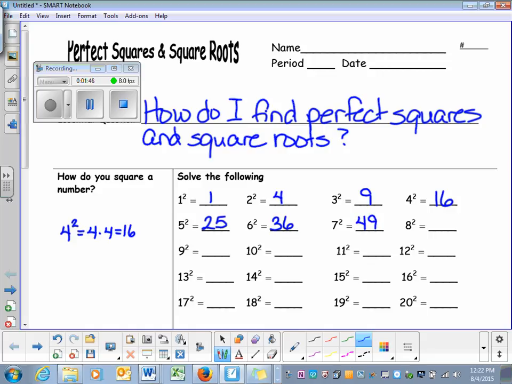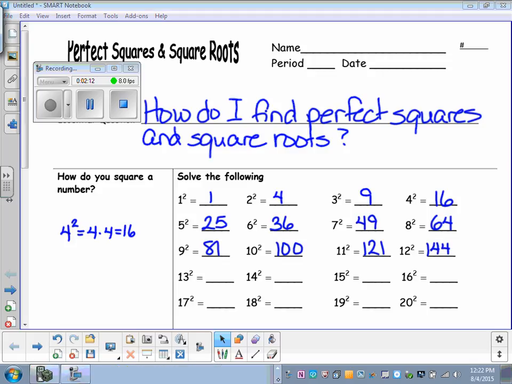8 squared, 8 times 8 is 64. 9 squared, 9 times 9 is 81. 10 squared, 10 times 10 is 100. 11 squared, 11 times 11 is 121. 12 squared, 12 times 12 is 144. Now, if you've memorized your multiplication tables, that's probably as far as you have memorized.